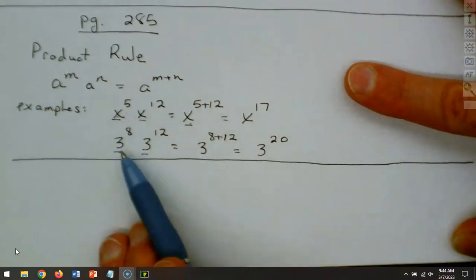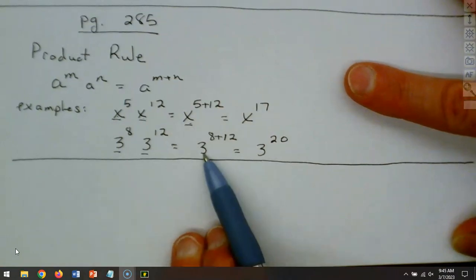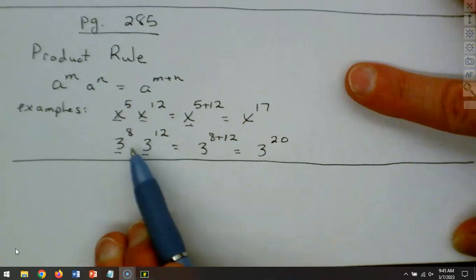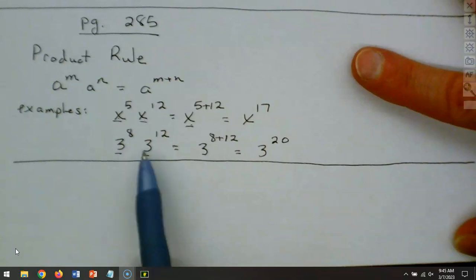Now, where students make a mistake is they try to put these together and make a common base of 9. And it doesn't have a base of 9. Right? These are the base. Base is 3. Exponents add. So make sure you're careful. It's not going to be 9 here. Base is 3.